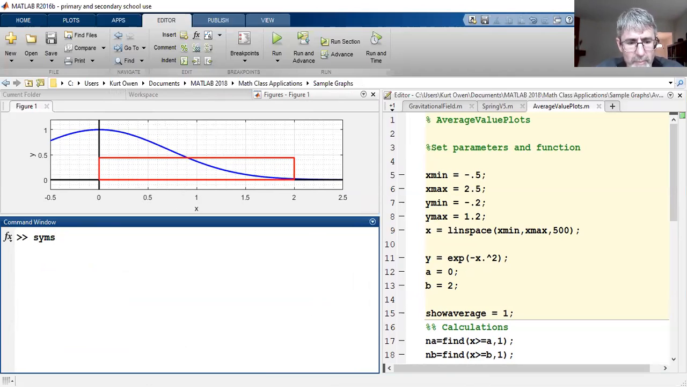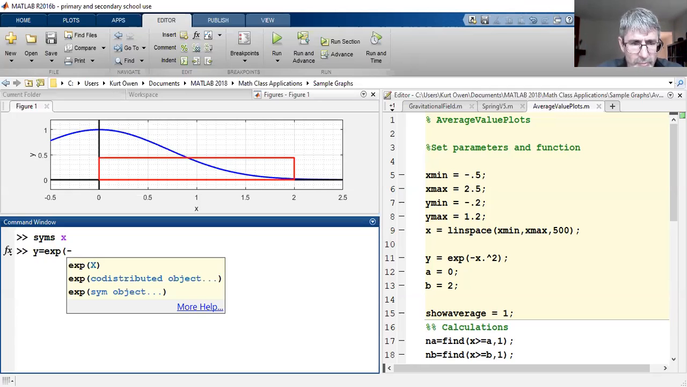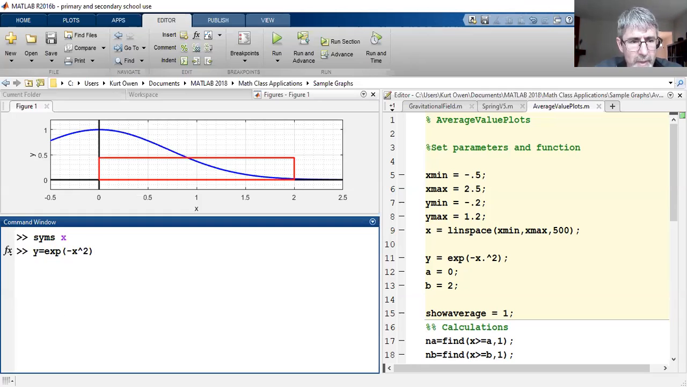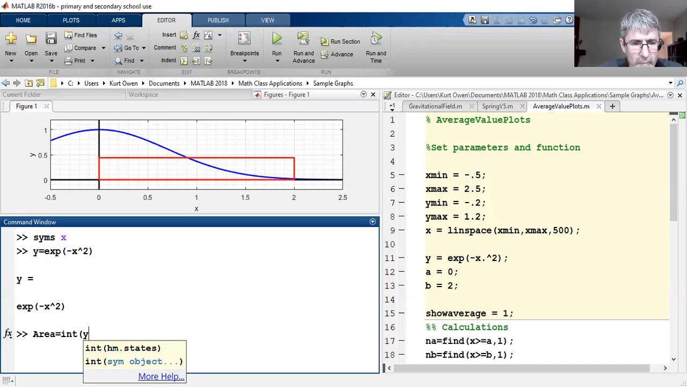So first of all, we need to declare variables. So we have to tell MATLAB that x is our symbolic variable, and we need to define what the function is. So one way to do that is to say y equals, remember e to something is exp in MATLAB for exponential, negative x squared. We don't put in the dot now because we're not working with a vector of x values, we're working symbolically with x. And if we keep on going, now that we've defined y, we can simply integrate. Let's actually make this, I'm going to call this the area, is int of y, so that'll take the function that we have stored as y, with respect to x from 0 to 2.